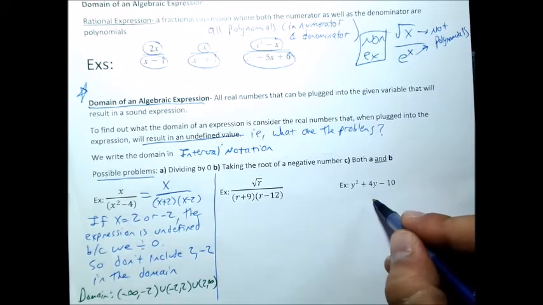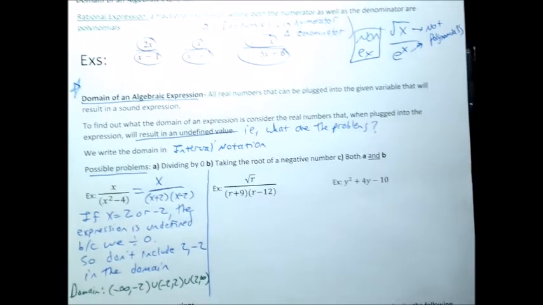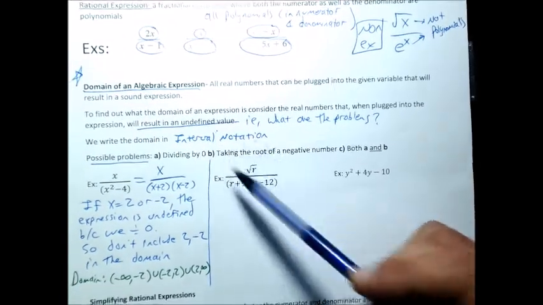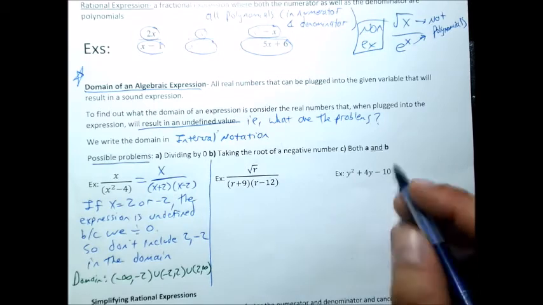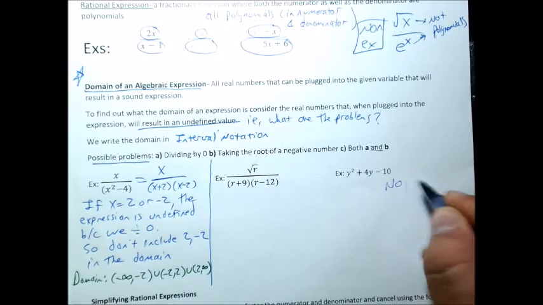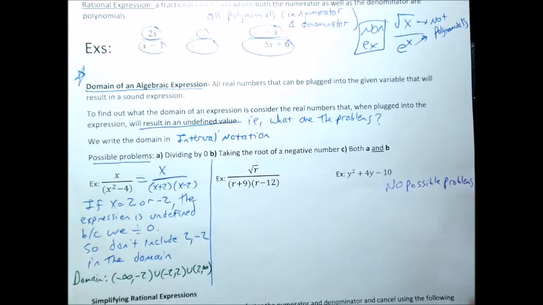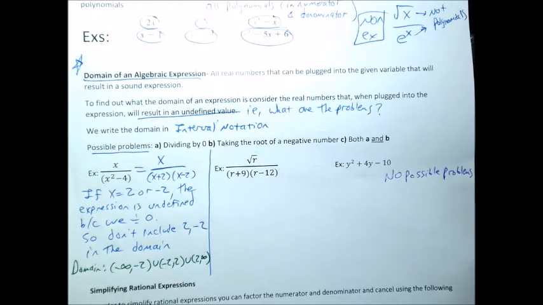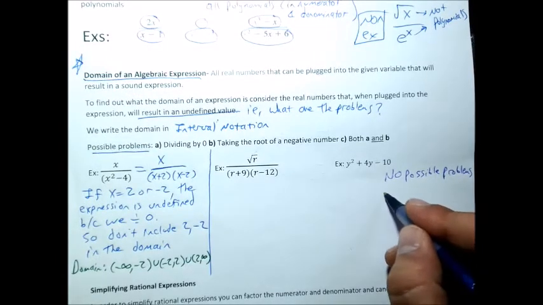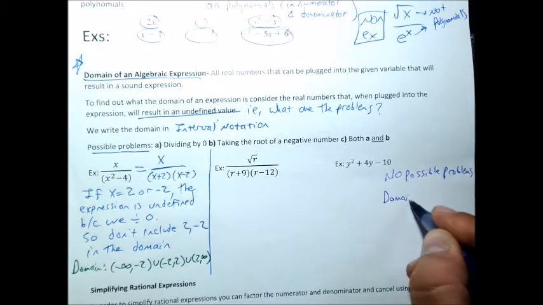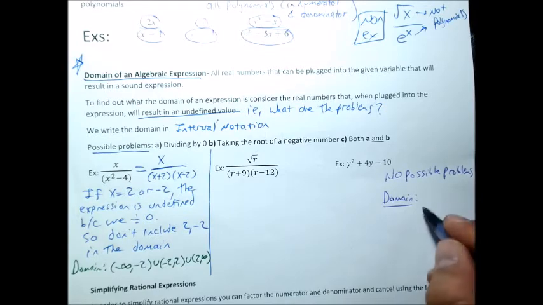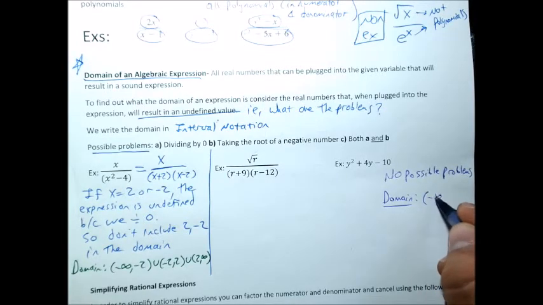There are no fractions, there are no radicals, and so there's no problems with this one. So just keep in mind that sometimes you can plug anything in. On this one, I would try to use as little room as possible because this is kind of a longer problem. There's no possible problems on this one. We can plug anything into that equation. And so the domain in this case is everything. We would just put minus infinity all the way to infinity.